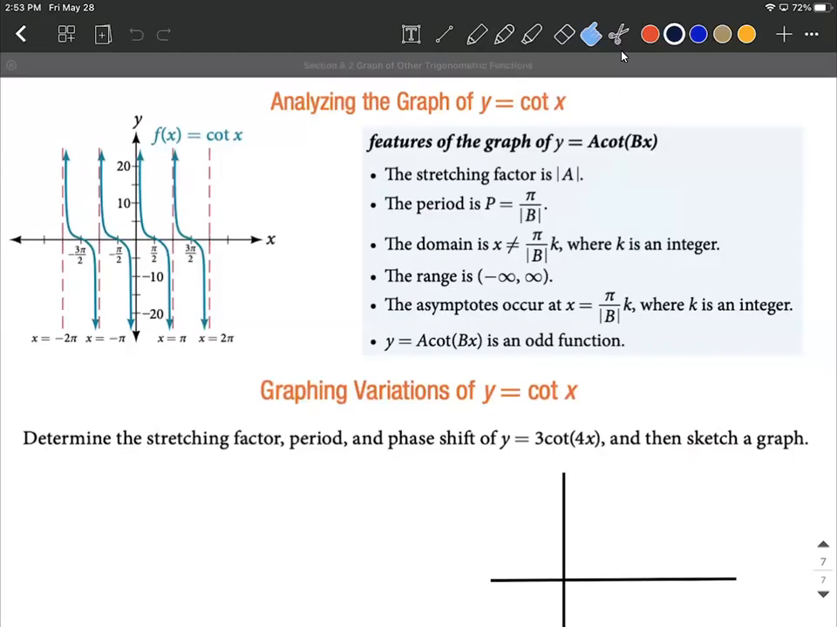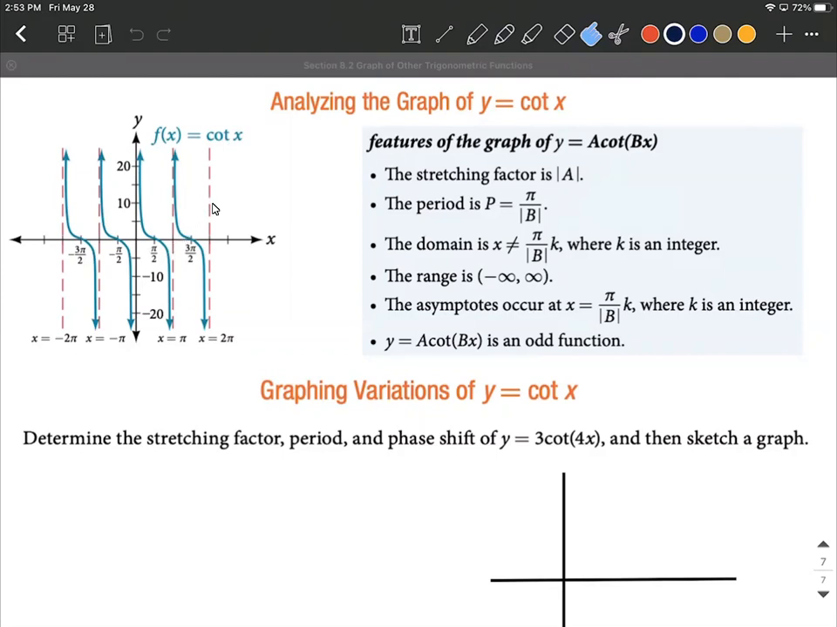All right, let's graph some cotangent graphs. So as you can see, we have the typical cotangent, just cotangent of x, drawn out up here. What we want to do is just focus on one period of this. Typically, we go from 0 to pi.